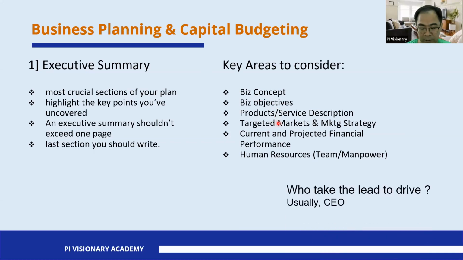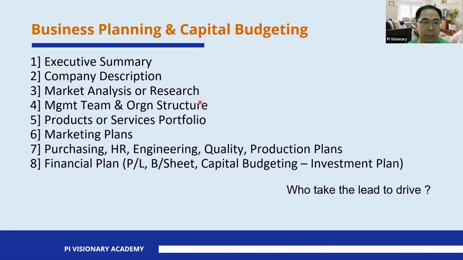Wait a minute. Business planning means it tells you who needs to be responsible to take the lead to drive. This is a big word. Who needs to take the lead to drive the performance? Every departmental manager or every departmental director, functional director. So the next page will tell you the key components, those are 8 components.